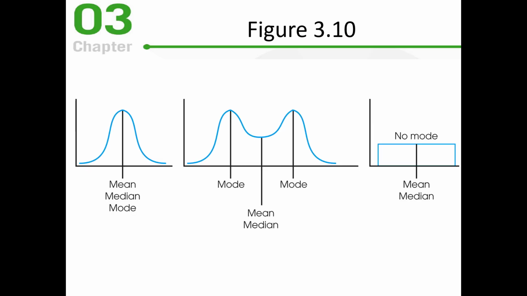The following are measures of central tendency for three symmetrical distributions. For a perfectly normal distribution, the mean, median, and mode are all the same. For a bimodal distribution, the mean and the median are the same, but there are two separate modes to each side of the mean and median. Lastly, the rectangular distribution has the same mean and median, but there is no mode because there is not one score that is more frequent than any other score.